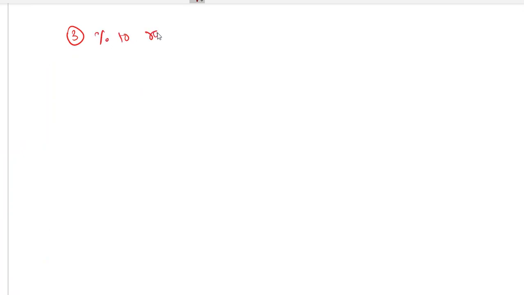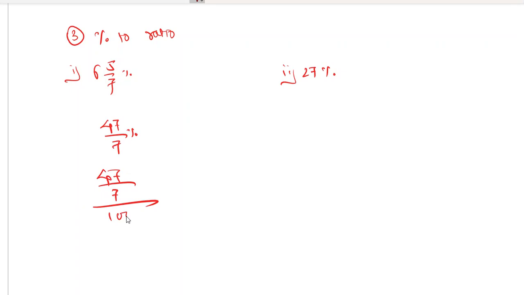Percentage to ratio. The first is 6 5 by 7%, and the second one is 27%. Okay, 6 5 by 7. So I can write it as 6 7s are 42 plus 5, 47 by 7%, which is 47 by 7 upon 100, which is 47 by 700, which is 47 is to 700, because this is in lowest terms. 47 cannot be cut with 700. It's a prime number, 47.